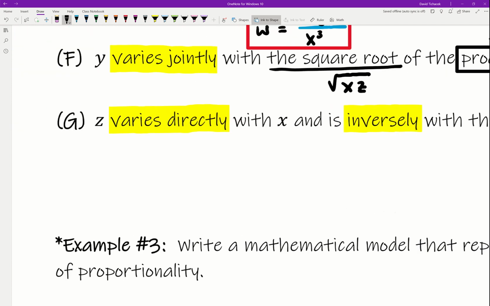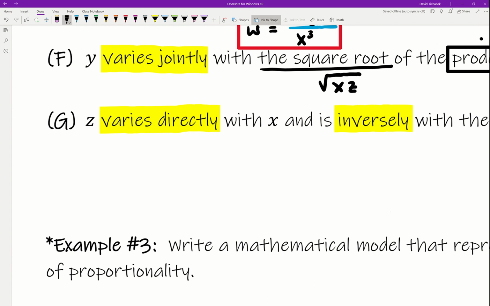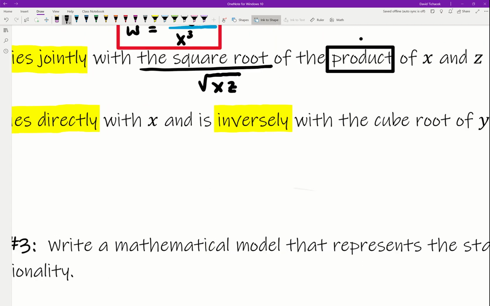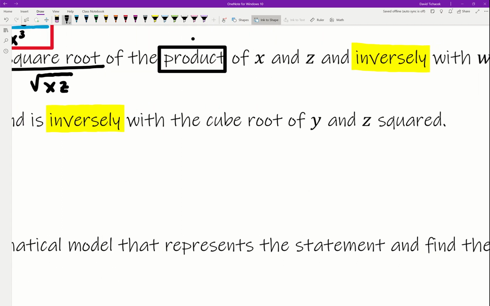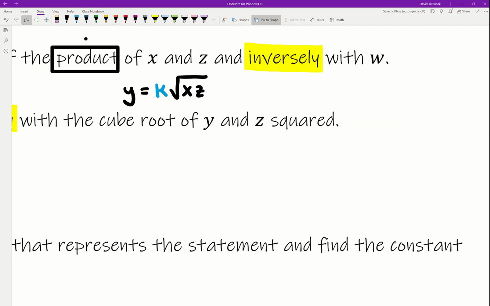So if Y varies jointly with this, then what we're going to go ahead and say here is start that off by saying our model looks like Y is equal to some sort of constant multiple of the square root of X, Z. Okay, relating those 3 unknowns there. But we're not finished, because then it continues to say that Y also varies inversely with W.